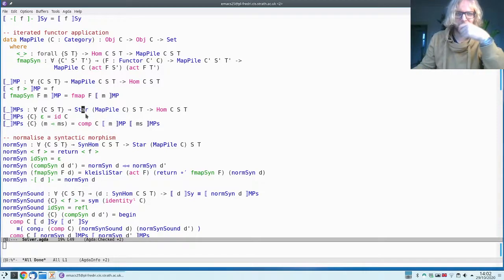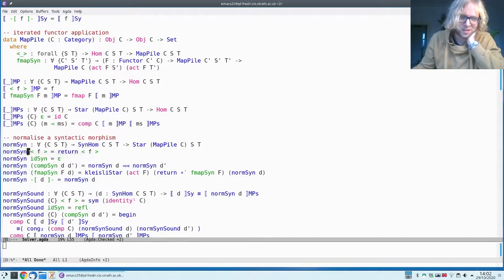Because a list is nothing but a left nested tree, if you want. And then all the actual work goes into this normalization function and below, right? Well, the normalization function itself is quite easy.